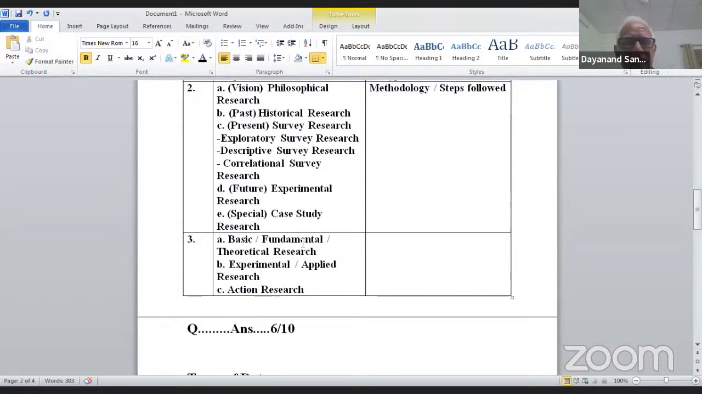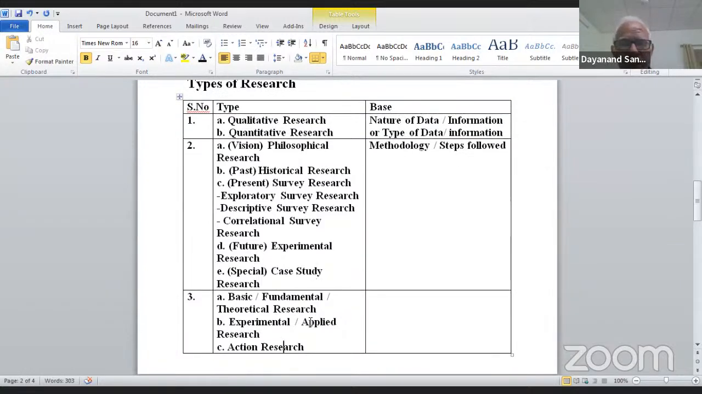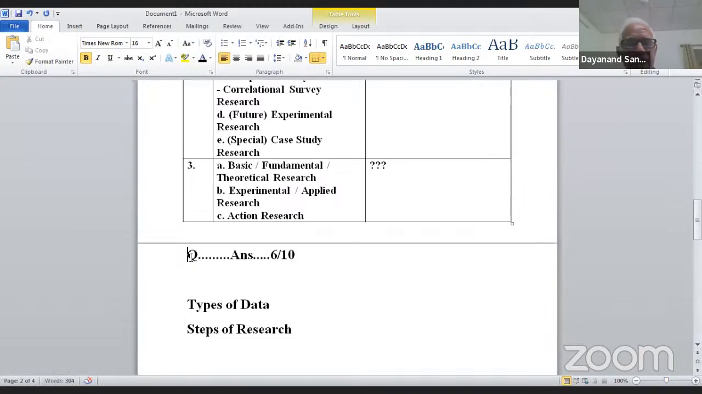Okay, so your theoretical research is 100% qualitative in nature, your experimental research is quantitative in nature, and your action research is also quantitative in nature. Now, for qualitative and quantitative, the base is the nature of data. For philosophical, historical, survey, experimental, case study, it is methodology. So what should be the base on which we can classify research as theoretical, experimental, and action? On what basis can these be classified? So would anyone like to give an answer?